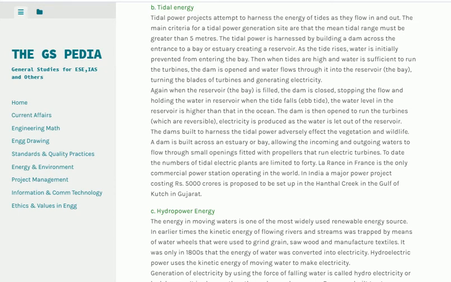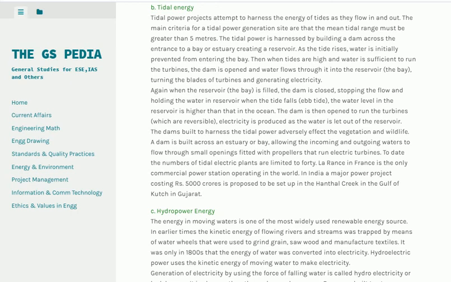Again, when the reservoir of the bay is filled, the dam is closed, stopping the flow and holding the water in the reservoir. When the tide falls, at ebb tide, the water level in the reservoir is higher than that in the ocean. The dam is then opened to run the turbines, which are reversible. Electricity is produced as the water is let out of the reservoir. The dams built to harness the tidal power adversely affect the vegetation and wildlife. A dam is built across an estuary or bay, allowing the incoming and outgoing waters to flow through small openings fitted with propellers that run electric turbines.